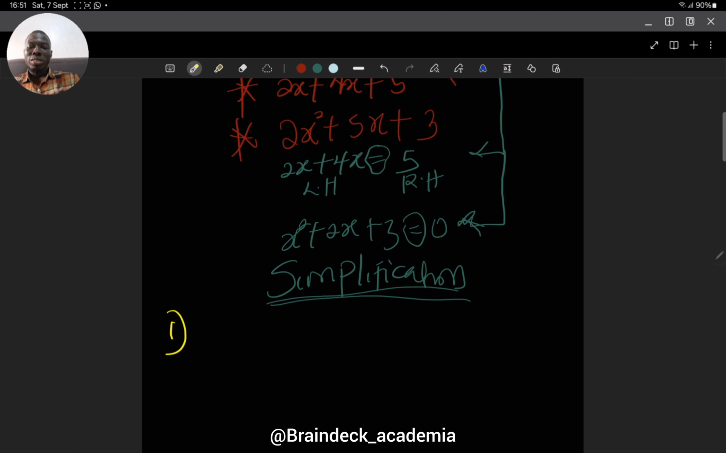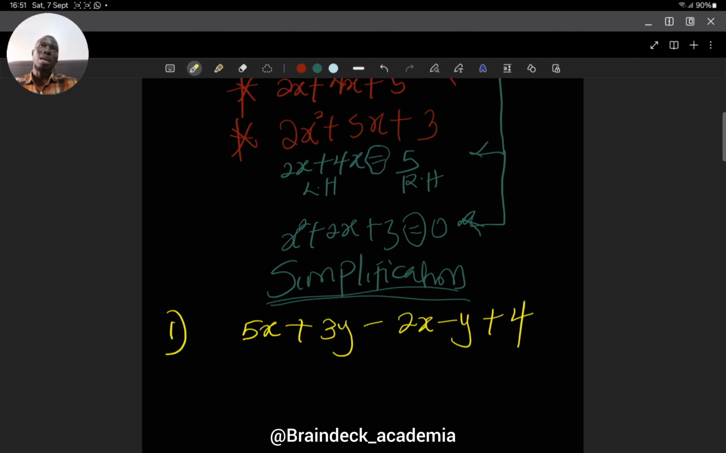So let's say, for instance, we are given an algebraic expression like 5x plus 3y minus 2x minus y plus 4, and they ask us to simplify this expression. Now, as I said, there are things that we call like terms and there are things that we call unlike terms. Whenever you are simplifying an algebraic expression, the first thing you need to do is to identify the like terms. Now, looking at this expression, I can see that I have x with this 5 and I have x with this 2.